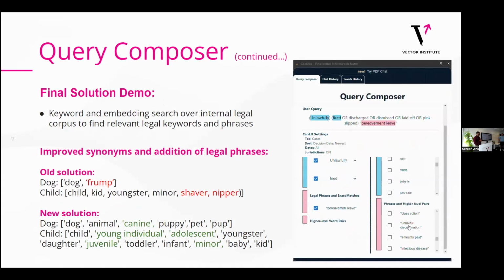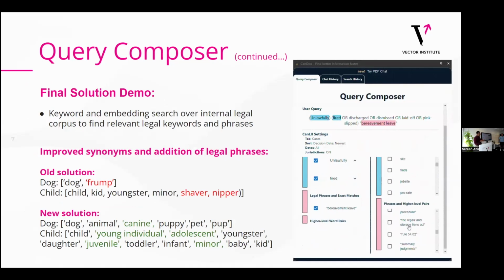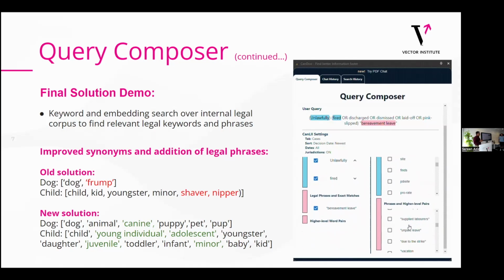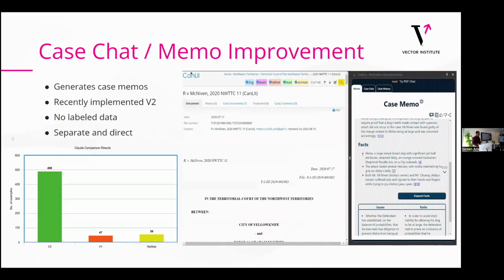This is a final demo of the Query Composer. You can see it has synonyms at the start. It has legal exact matches. Then it suggests some phrases and words which are legal specific. And on the left hand side, you can see previously the synonyms provided were not really great. Through our solution, we can see the improvement in legal synonym findings.